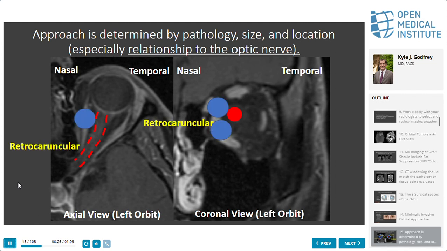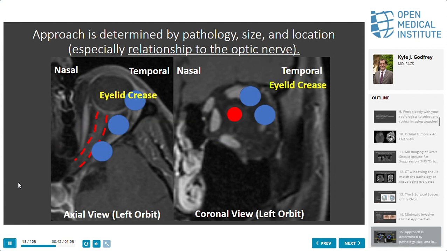So for tumors that are medial to the nerve, in either view, we're thinking about potentially taking that retrocaruncular approach because we never want to retract the nerve. We never want to work across the nerve. Obviously, the nerve is the most sensitive structure within the orbit, and we never want to manipulate or violate that any more than necessary.